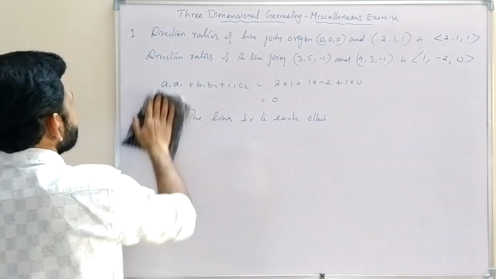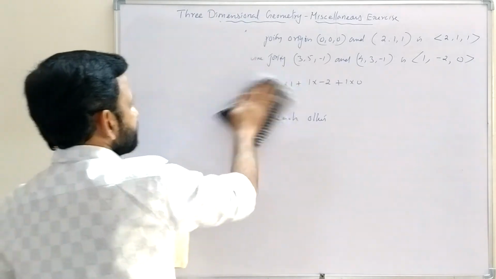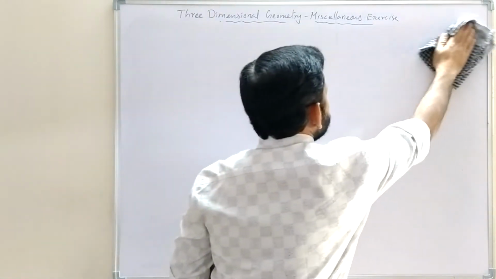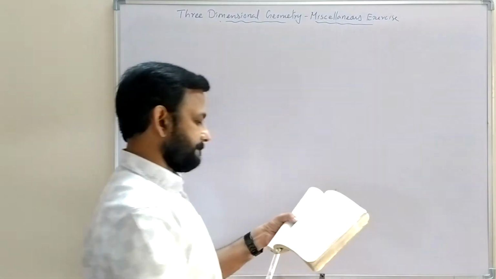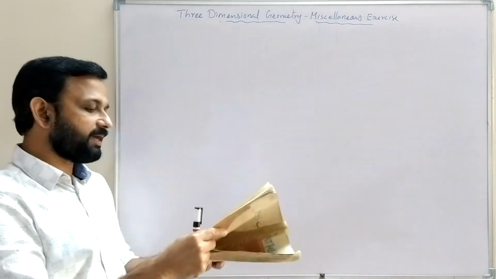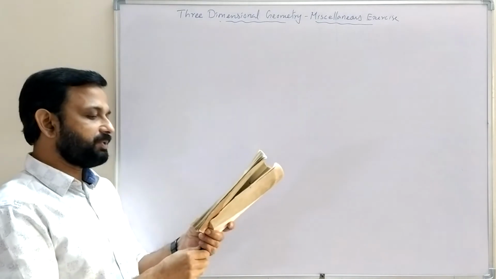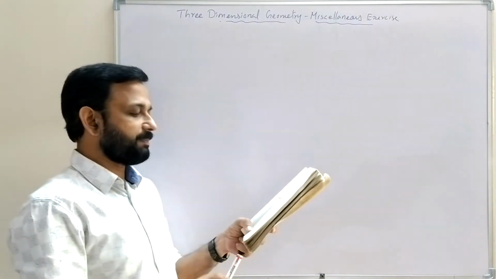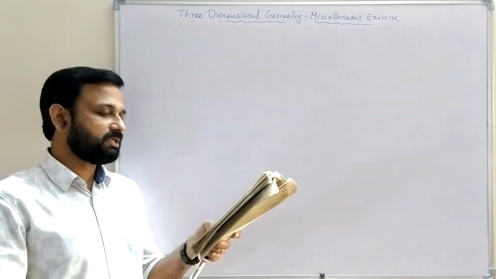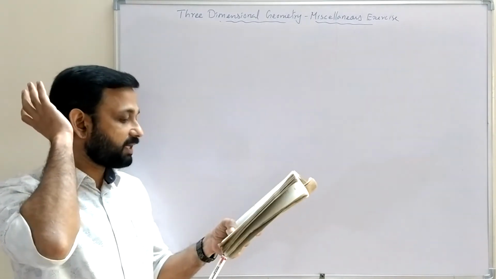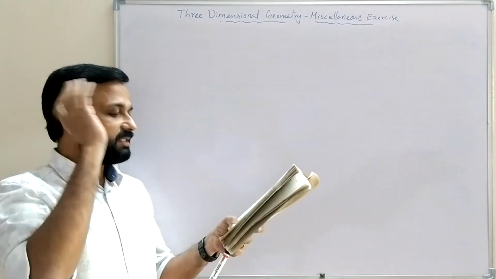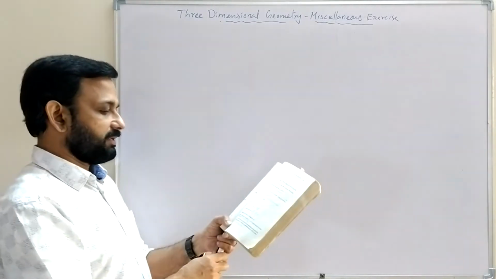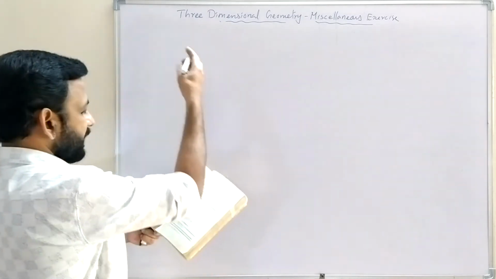Then we will do second question. Question number 2. Here if L1, M1, N1 and L2, M2, N2 are the direction cosines of 2 mutually perpendicular lines. Their direction cosines are given. So we can write the equation of the line.